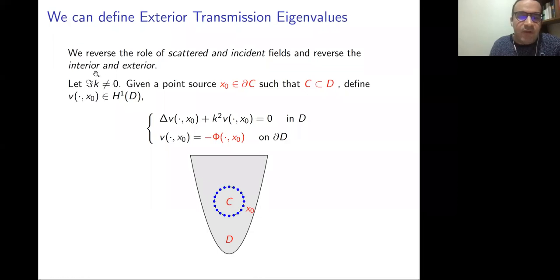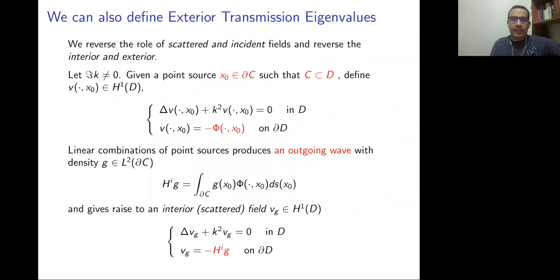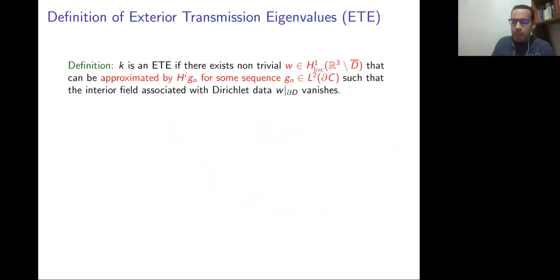Now, if I am not at a Dirichlet eigenvalue, here it is sufficient to have some imaginary part that is non-zero. So this is a well-posed problem, and I can define everything nicely. As for the exterior problem, I can take combinations of these point sources with some density g. This gives you some field inside related to these data. And I can also define some invisibility now.